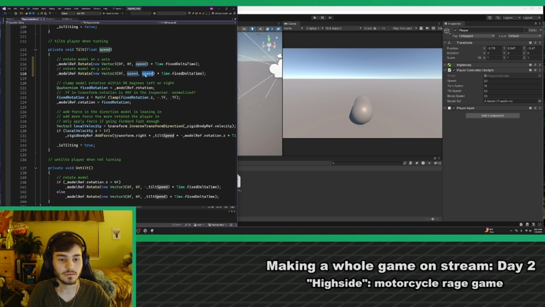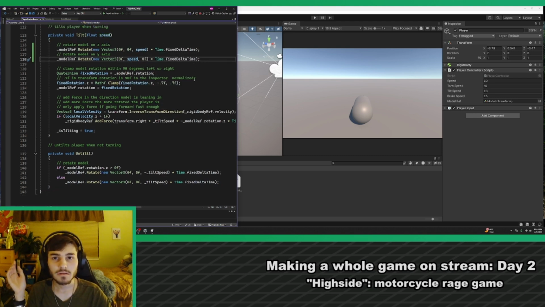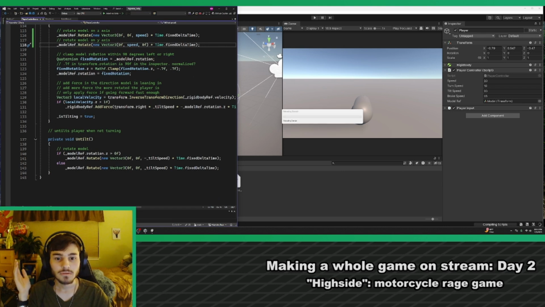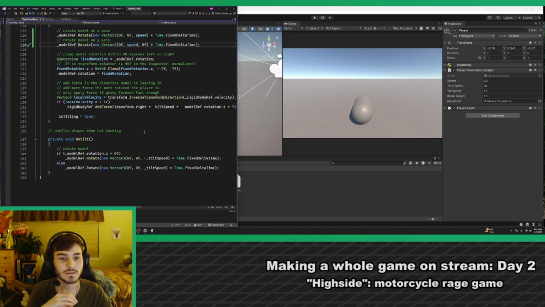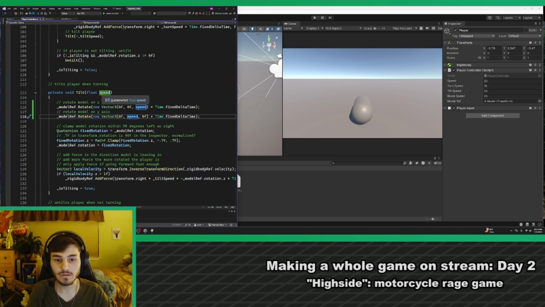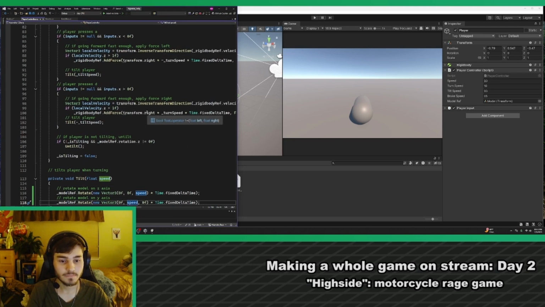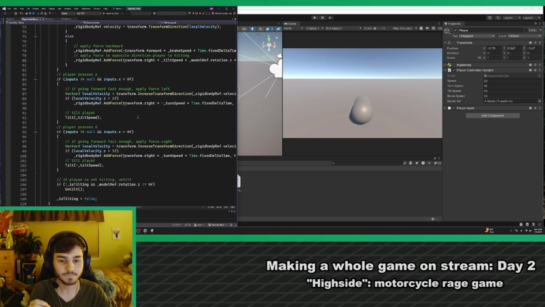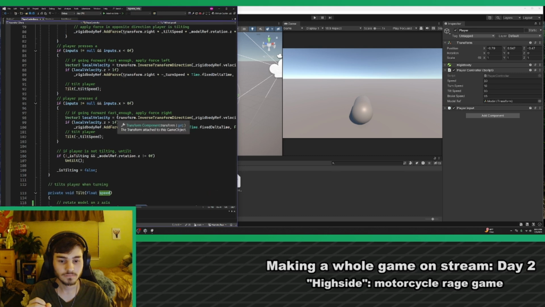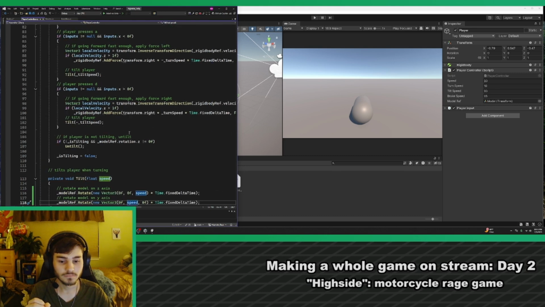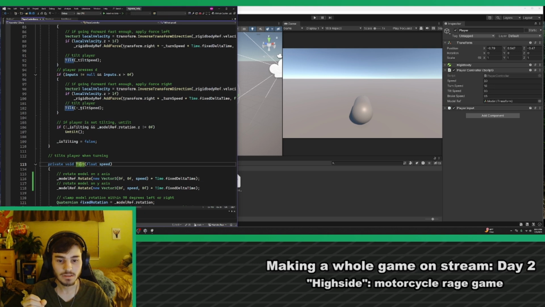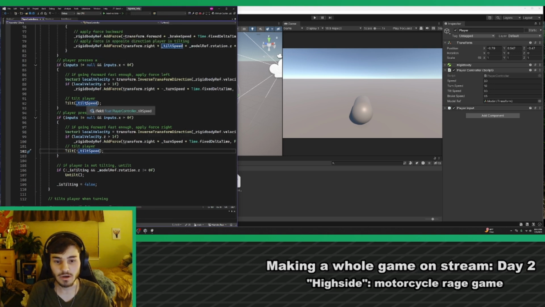Y-axis. Speed. 0. And then there's no reason to rotate this. The value that we're getting speed from is, what are we calling tilt? Tilt here is our negative tilt speed, and here it's positive tilt speed.